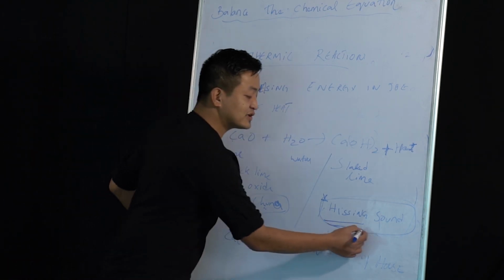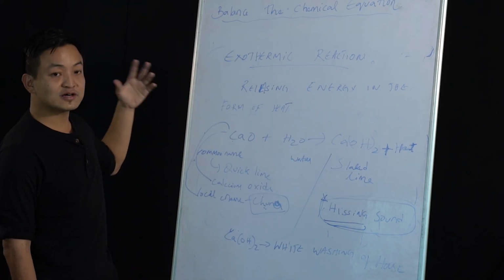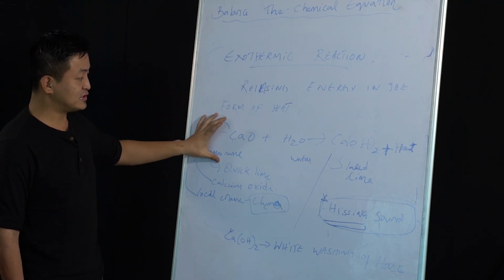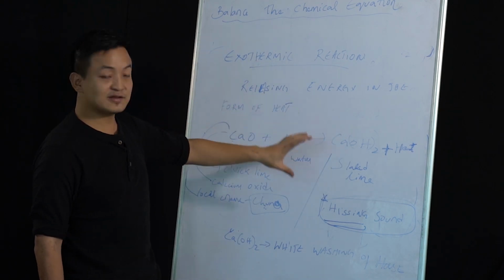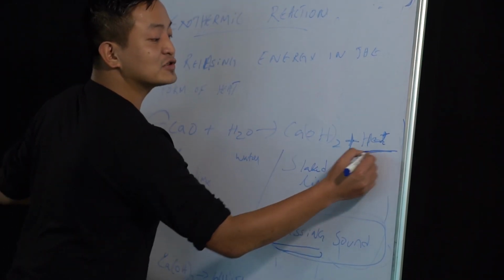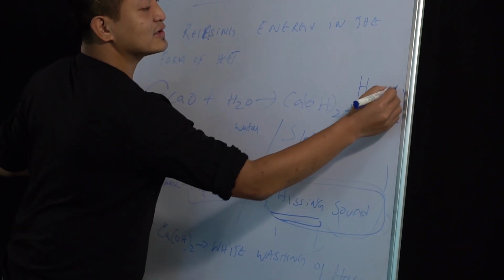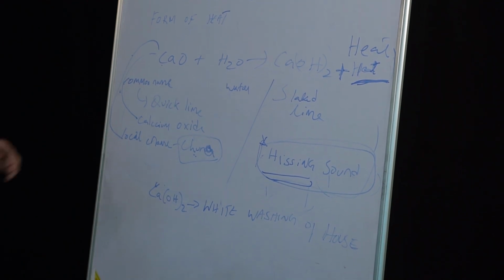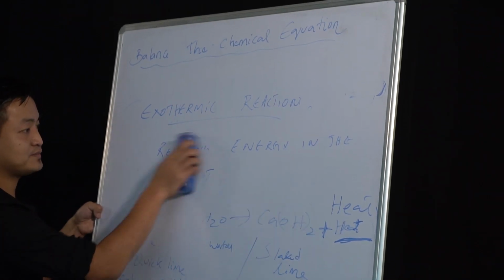So please note this down. Now the next reaction that we are going to study is endothermic. Okay? So before we start the endothermic, write this equation, write the use of this slaked lime, and write the observation, that is a hissing sound. And also don't forget to write this heat, because we are writing an example of exothermic. So don't forget to write this heat, releasing of heat. Okay, so now let's go to the next reaction, that is endothermic reaction.